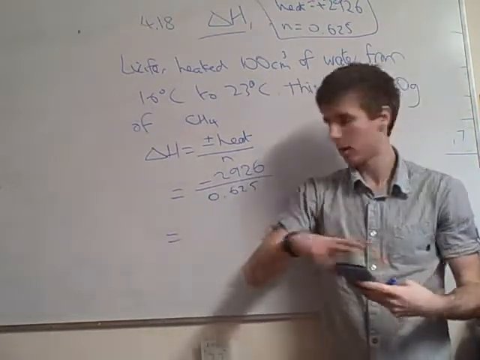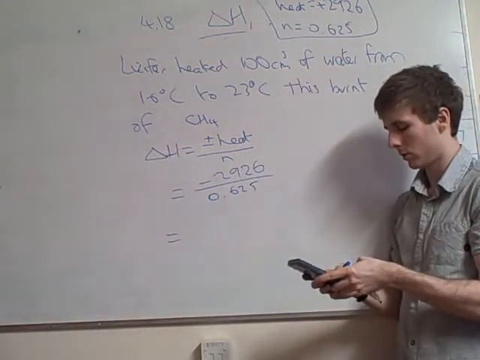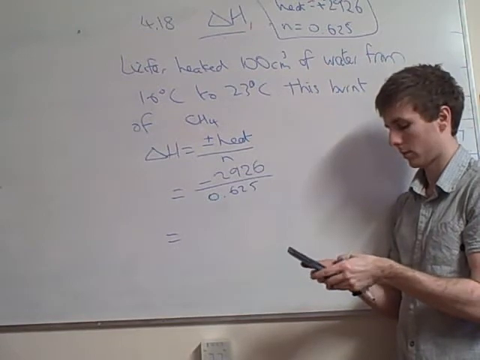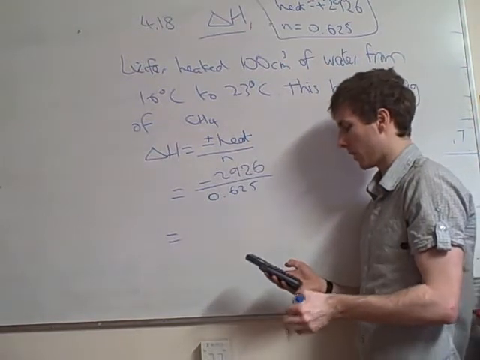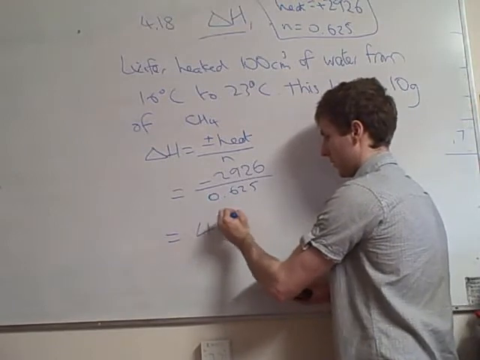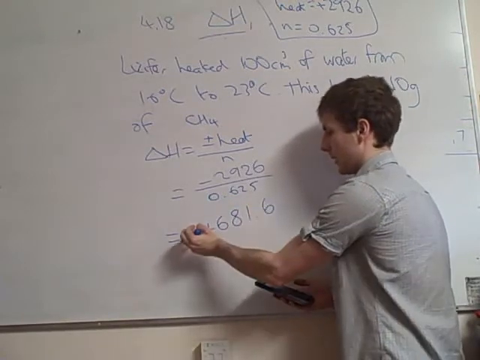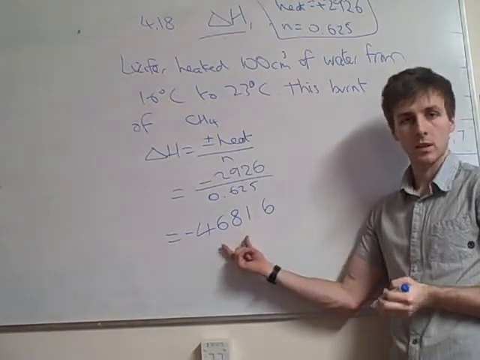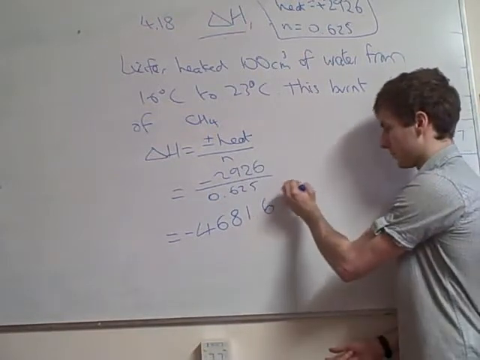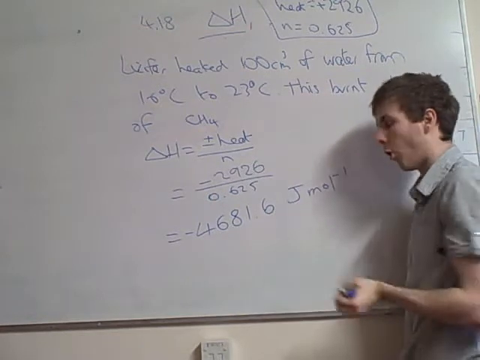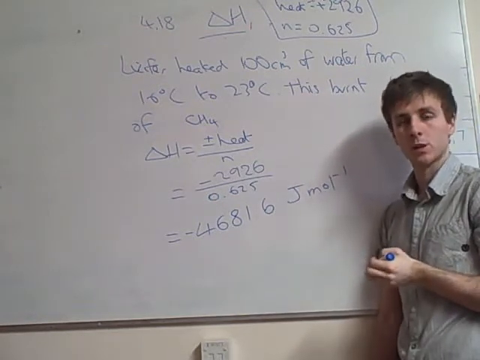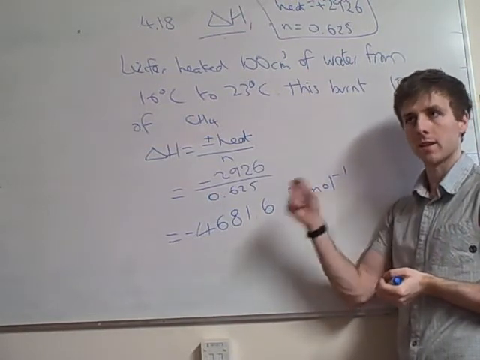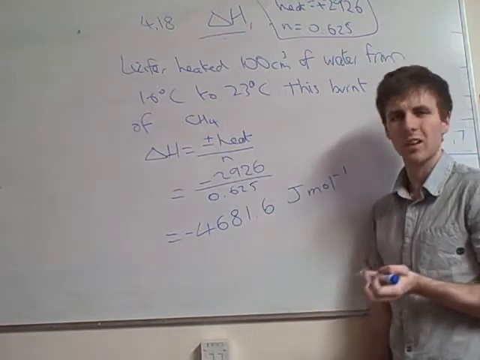Bang that in the calculator. 2,926 divided by 0.625, and that will give me 4,681.6. Don't forget the minus sign. Remember, this answer is in joules per mole. They will almost certainly ask you to give your answer in kilojoules per mole, and if you forget to do that, you're going to lose a mark because you've not answered what the question's asking. And it's a really silly way to lose a mark.